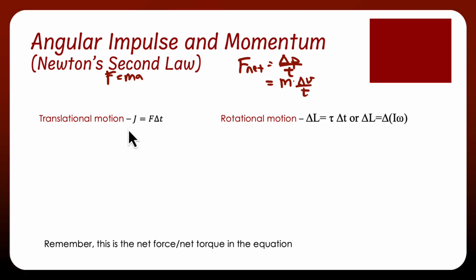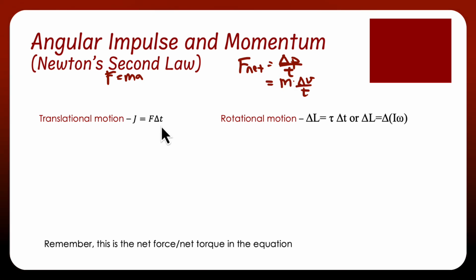Now, the letter J just stands for the change in momentum. So this is the general form. My equation here just rearranged: J, the change in momentum, equals the net force times the time.